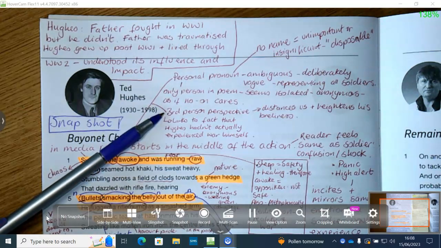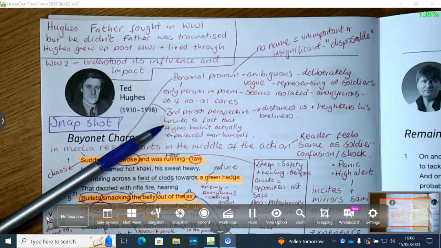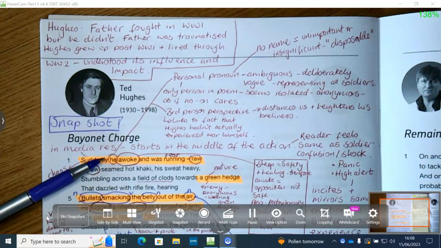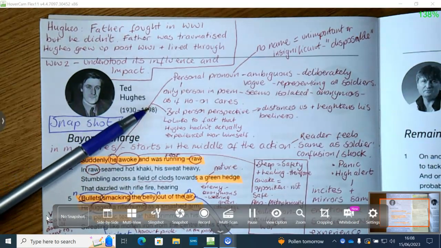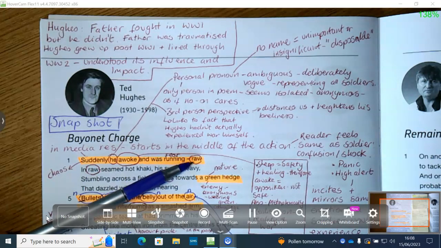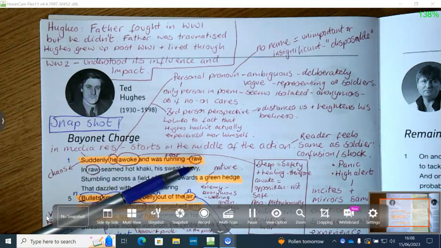It's also important to connect this with what we know about Hughes as well. So the fact that he's using a third person perspective links to the fact that Hughes hadn't actually experienced war himself. He's not saying I awoke because he never went to war, so he distances it by using this third person narrative. This also then heightens the loneliness of the soldier because it's creating a distance between us, the reader, and the soldier in the poem. The fact that he's running could convey a sense of fear. And then we'll also have a look at this word raw here. If you need to pause the video and get any of those notes down before we move on, that's absolutely fine.